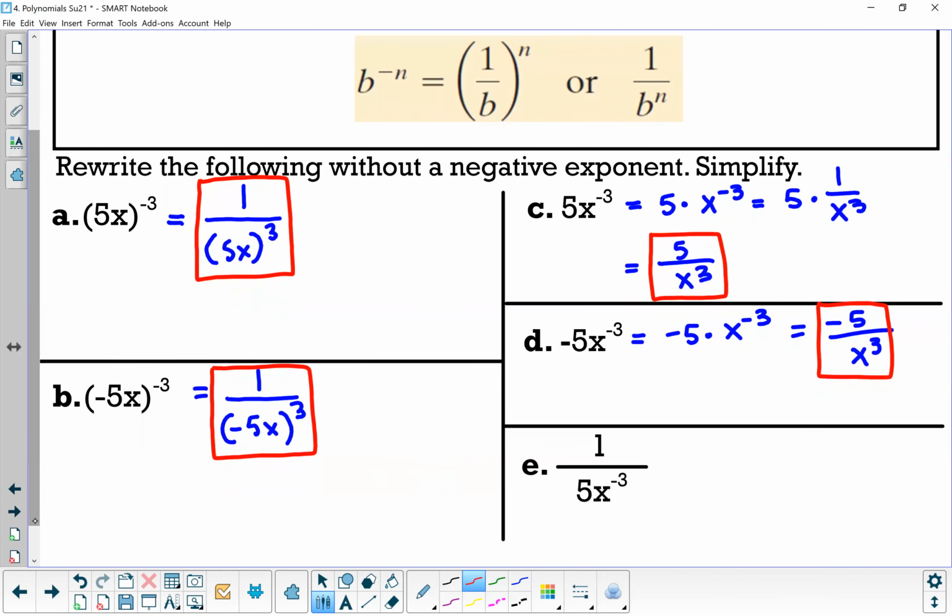And letter E, you have 1 over 5x to the -3, which again is equal to 1 over 5 times x to the -3. So when you're taking the reciprocal, it's only for x to the -3. So it's x cubed over 5.